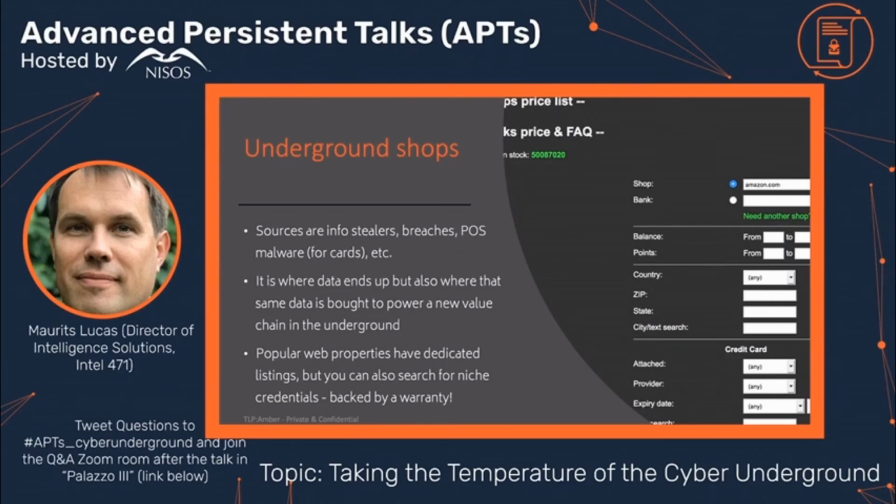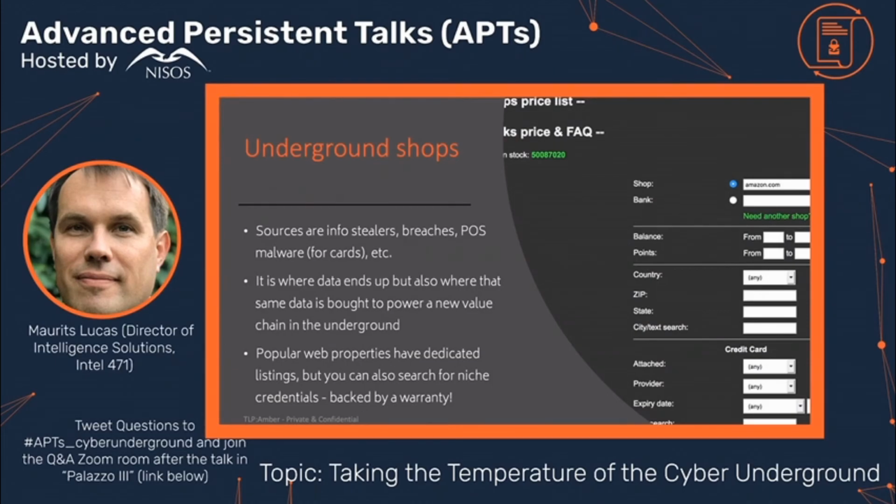Now, basically, it's again economies of scale. The really popular web properties, stuff like Amazon, PayPal, but also banks, they have their own dedicated listings. So basically, you can buy these in bulk. But you can also search for very niche and very specific accounts. And as I said, all of them come backed by a warranty.